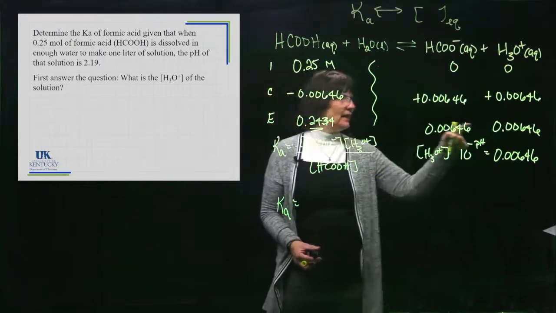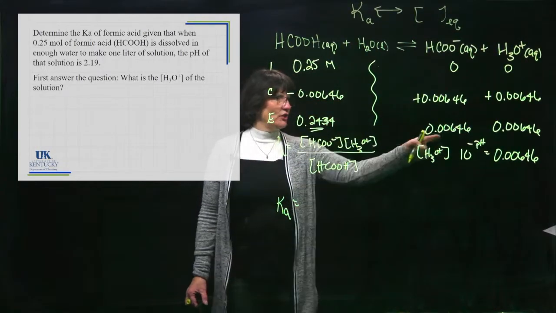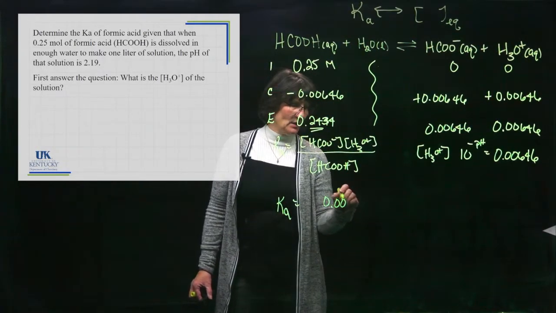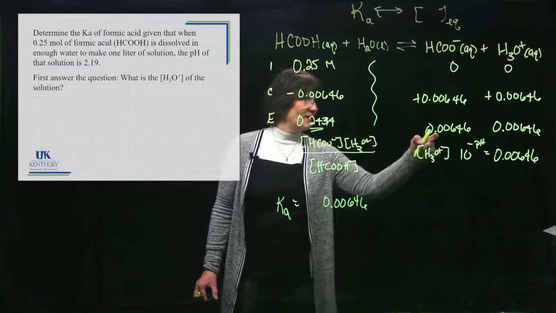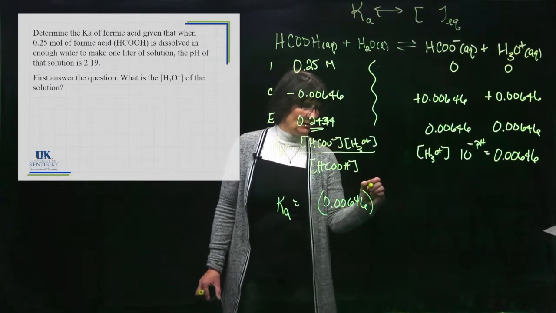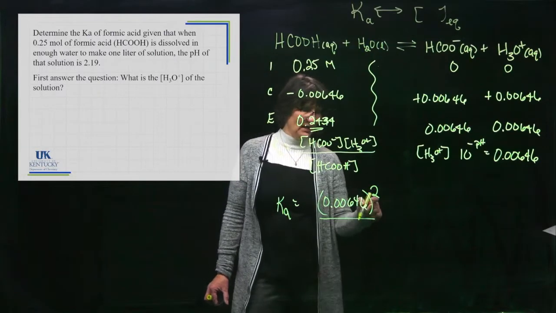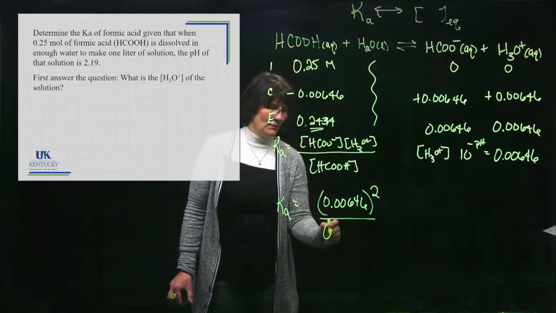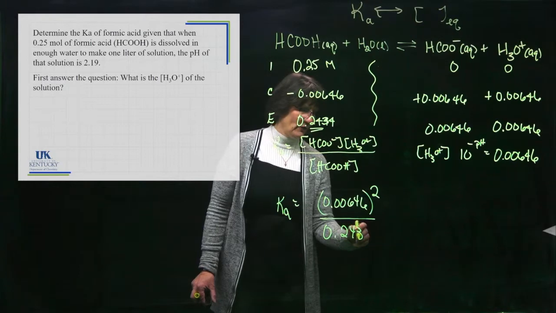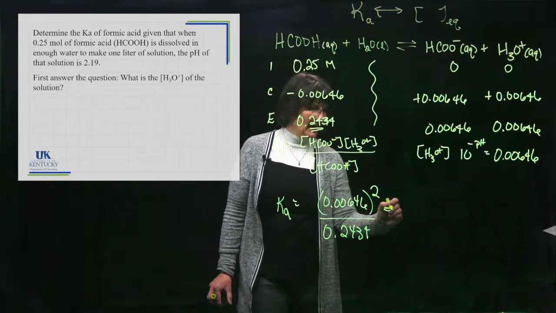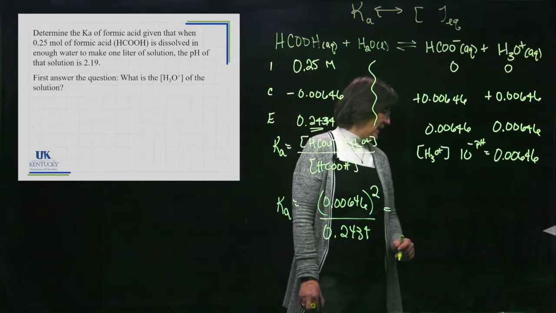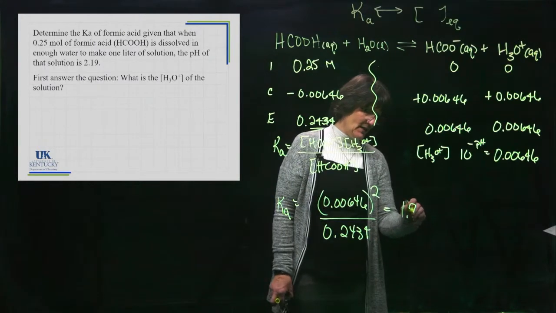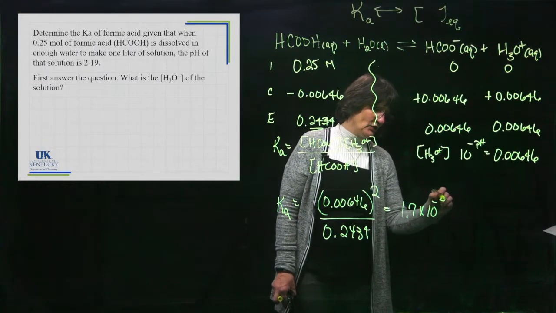So I'm ready to plug in my E line into this expression. So I have 0.00646 times 0.00646 divided by 0.2434. You need to know all of these numbers in order to get a Ka value. And the Ka value for this is 1.7 times 10 to the minus 4.